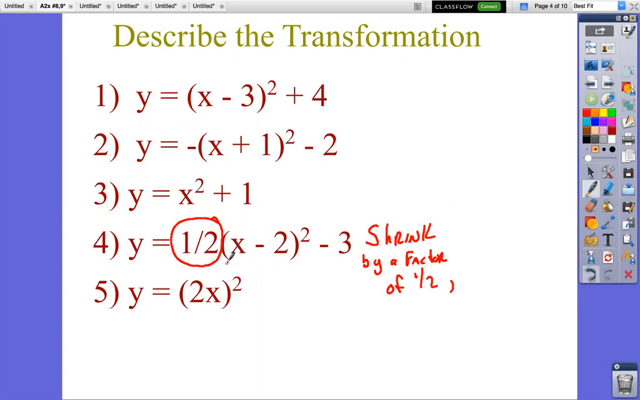And then it's moved what? By the way, is this opening up or opening down? Up. How do you know it's opening up? Because there's no negative sign in front of the 1/2. Perfect, Latavia. So yeah, A is positive, so it has to open up. So then it moves left or right 2. Right 2 and down 3. Perfect.